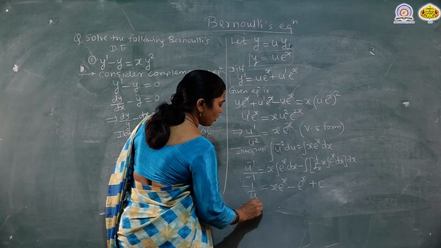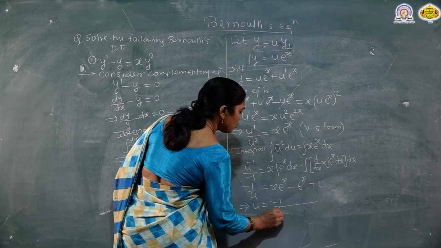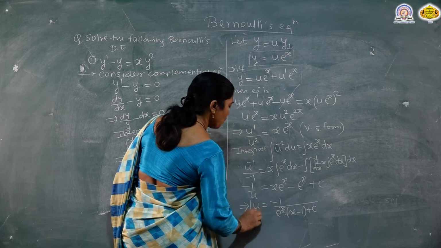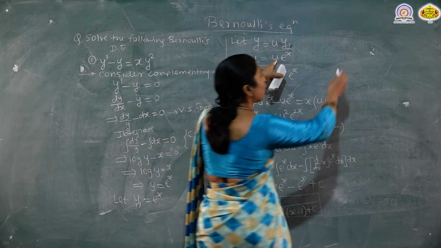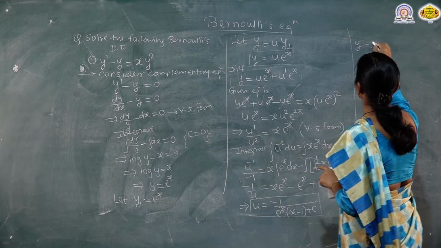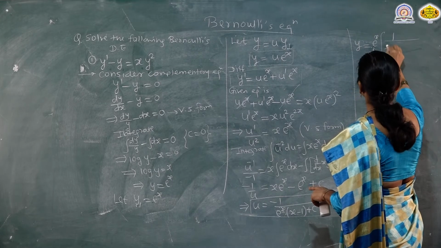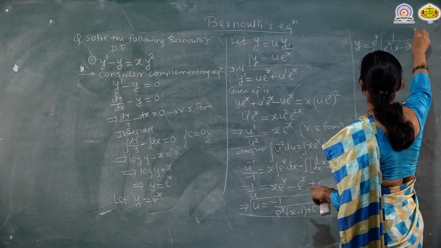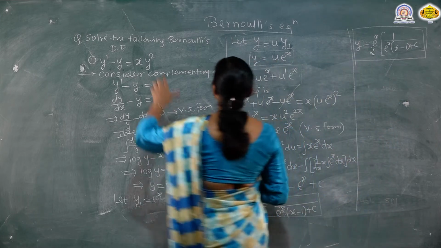This implies that u is nothing but minus 1 upon e raised to x common into bracket x minus 1 plus c. Once we get the value of u, we substitute in y, and therefore our required solution becomes y is equal to u into e raised to x, that is e raised to x into bracket 1 upon e raised to x into bracket x minus 1 plus c. So this is the final solution of given Bernoulli's equation.